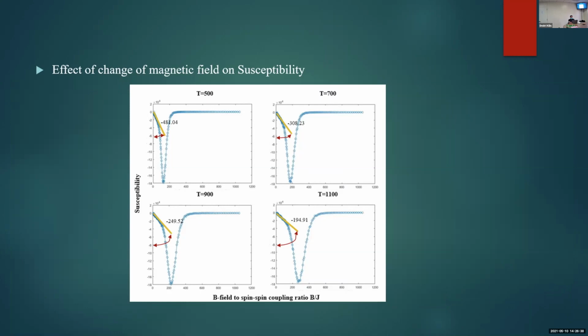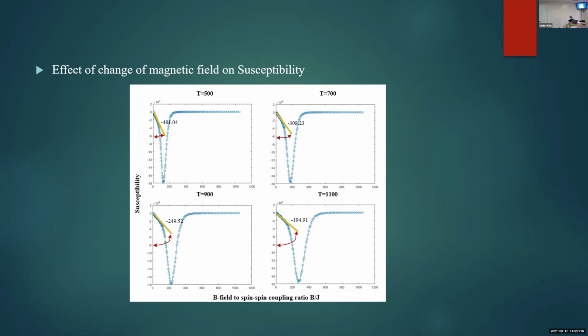In this figure, we can see the effect of magnetic field on the susceptibility. As it's seen, when the temperature increases, the minimum of the plot is shifted toward higher magnetic fields. In low magnetic fields, it is seen that the susceptibility is proportional to the magnetic field, and I calculated the slope for each temperature. Also, by increasing the temperature, the slope increases. Meanwhile, in higher temperatures, the minimum of the plot is shifted to large magnetic fields.